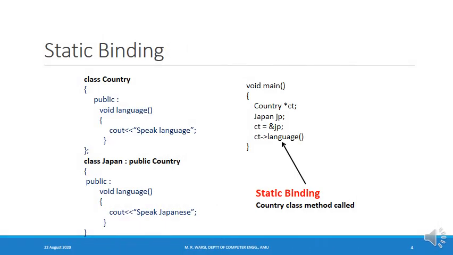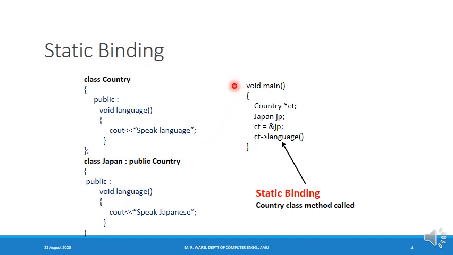Let's take another example of static policy. In this example, binding is taking place statically. There are two classes defined. One class is named country, and the second class is named Japan class. Japan class is derived from the country class. If you examine these two classes, both of them contain a method with the name language.